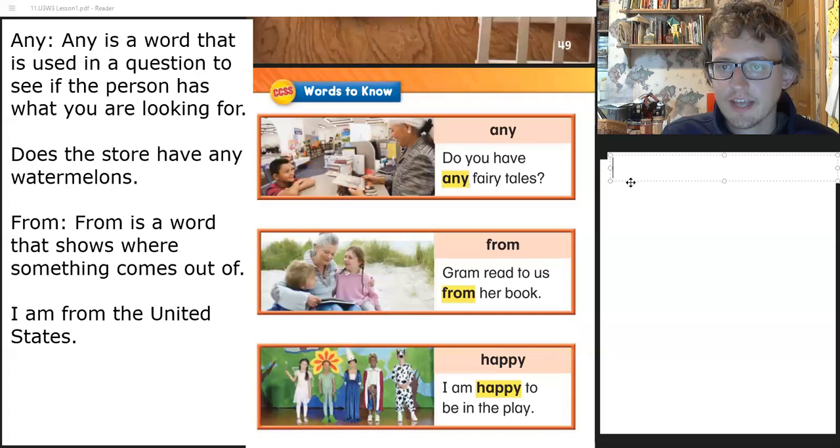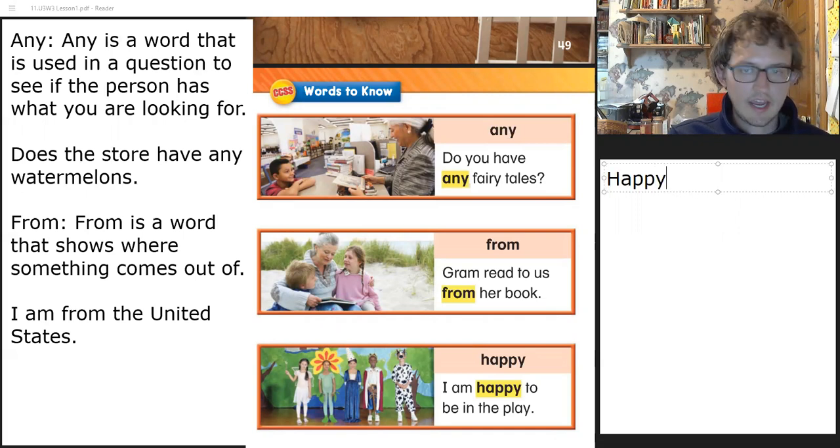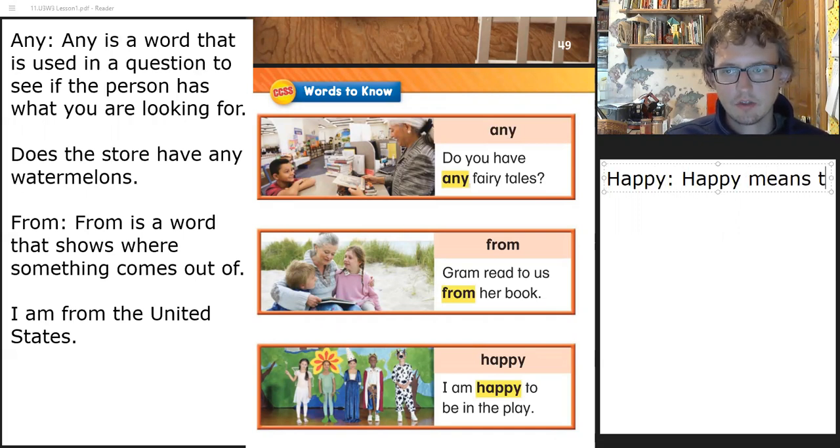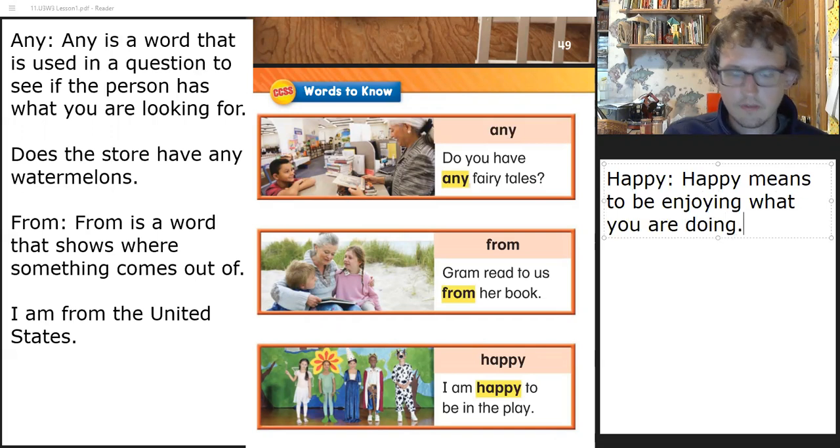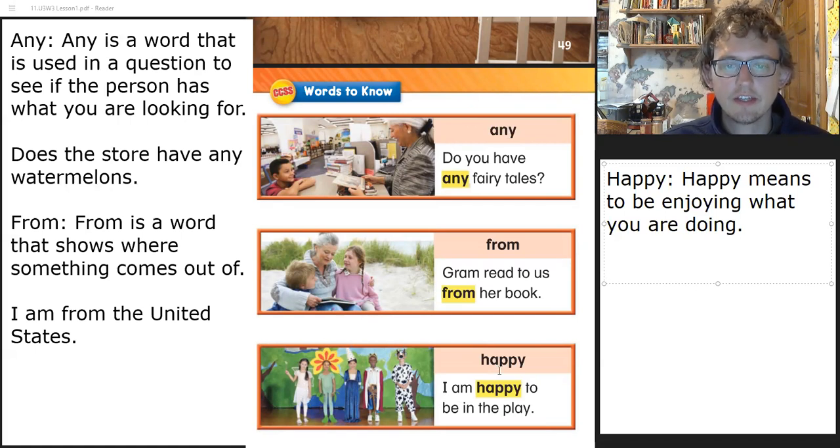Okay, our next word is happy. So happy. Happy means to be enjoying what you are doing. So enjoy means to have a good time, right? So if you're happy, that means you are enjoying what you are doing, okay? So we can see here, the sentence they give is, I am happy to be in the play. So that means the little boy is enjoying himself in the play, right? Or the little girl is enjoying herself in the play.